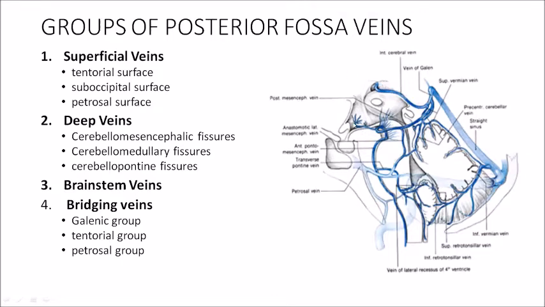The veins supplying the brainstem are collectively grouped as brainstem veins, and the major veins that drain these territories are termed bridging veins: the Galenic group, Tentorial group, and the Petrosal group. Today we'll be talking about superficial veins and deep veins as section 1 of this lecture, and we'll talk about brainstem veins and bridging veins in the next session of this lecture.